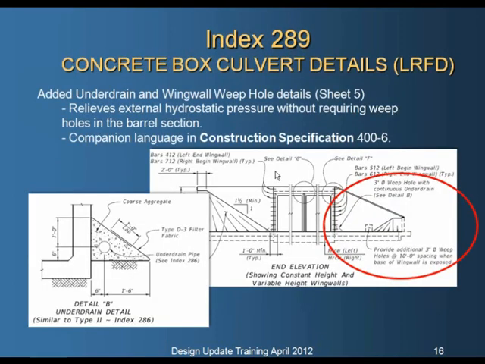Moving on to concrete box culverts, we've added a detail in there for an underdrain and a wing wall weep hole. There was a bit of a conflict with the construction specifications requiring weep holes in the barrels of the box culverts, and no details actually being provided. This should clarify the requirements, and the construction specification 400-6 was updated to reflect these changes.